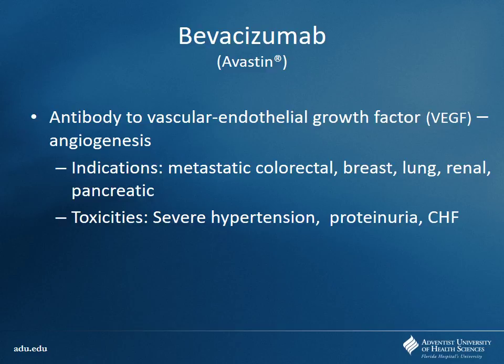This one's kind of interesting because you can see severe hypertension associated with it, right? VEGF is not just seen with cancer cells, but you kind of see it all over the body. So you can actually see severe hypertension, proteinuria, and CHF associated with this one. So be very careful in your cardiac patients.